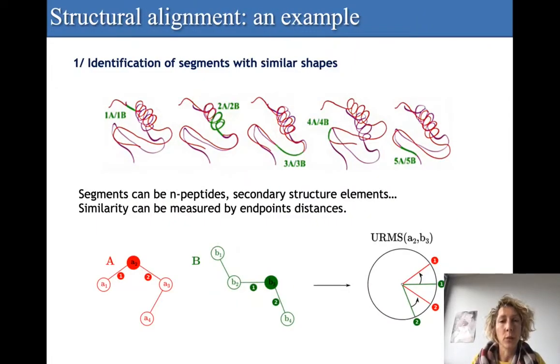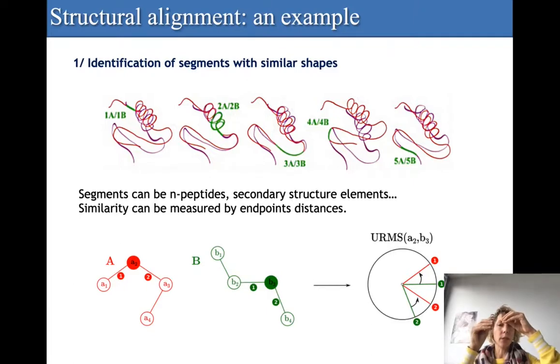Here you have an example where the segments are defined by 4 atoms. Can be N peptides, secondary structure elements. So here it's 4 atoms, so 4 residues. This is 4 residues, not atoms, otherwise it doesn't make much sense. So you see a schematic representation of these segments A and B.